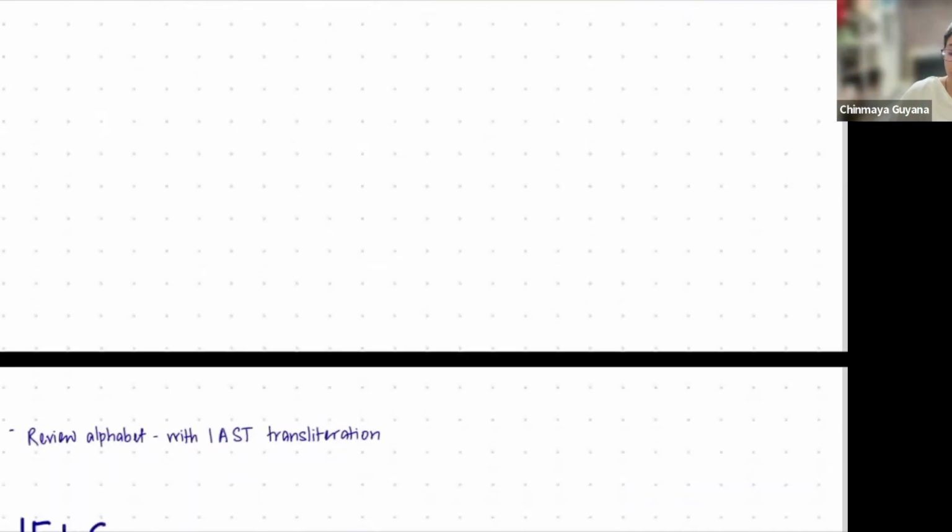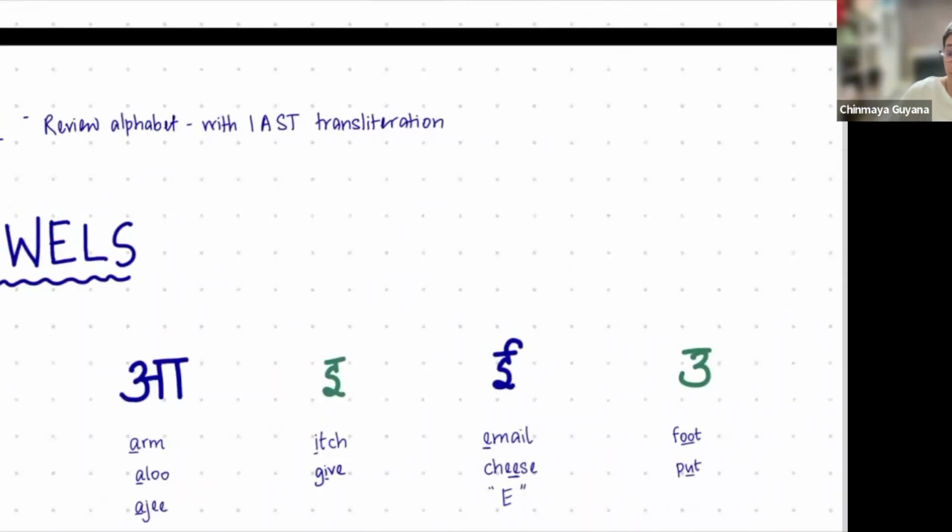Okay? So we're going to be reviewing the alphabet with the IAST translation. I can't remember what it stands for, but it's the official transliteration that most simply communicates all the sounds that there are in Sanskrit accurately with the English alphabet. So you never need to guess which sound you should be making when you see an English letter. This is only until you become very familiar with the script.